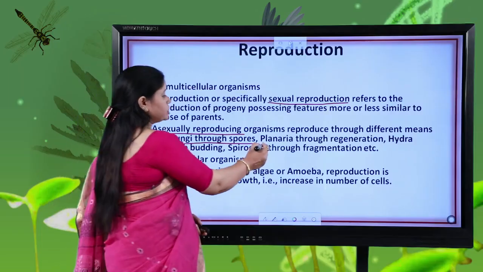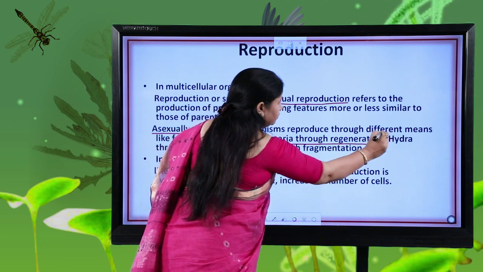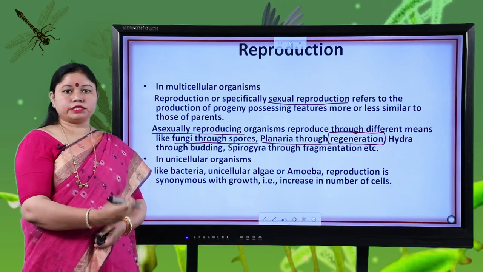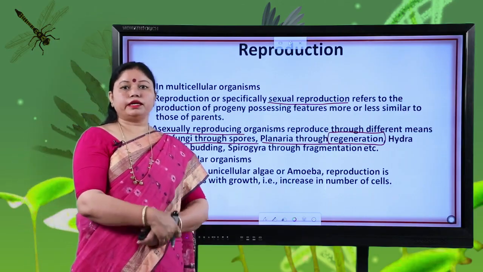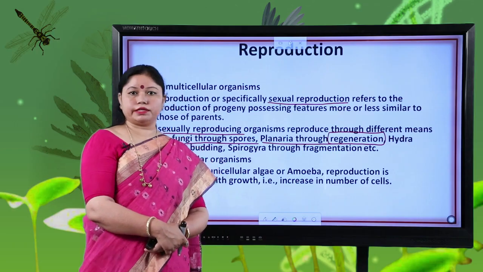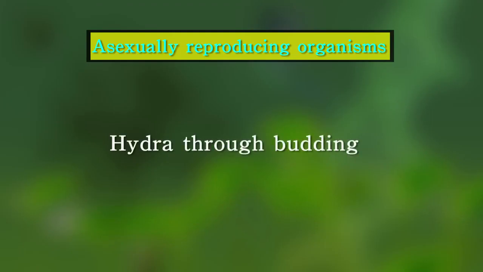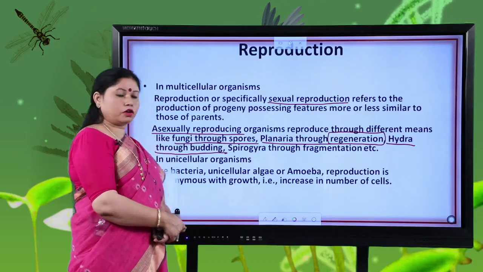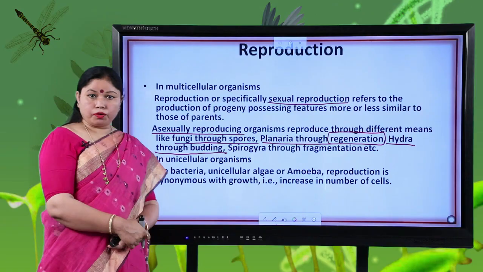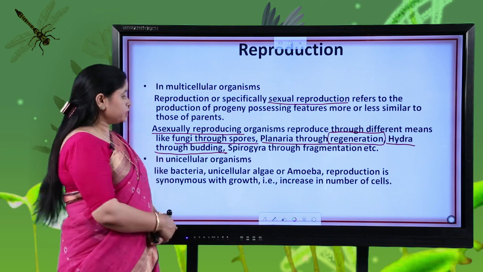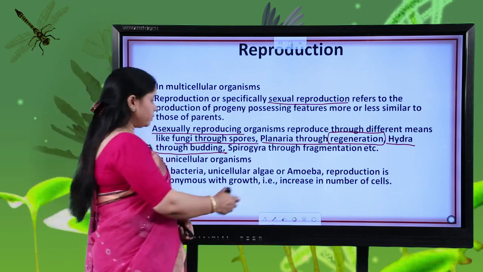Planaria. In case of planaria, you will observe that there is a regeneration process. This organism, if it splits into many body parts, then every body part has the ability to regenerate itself into a complete organism. Hydra, you must have heard the word budding. That budding is a process of reproduction. It's a process of asexual reproduction in case of Hydra. Spirogyra, the blue-green alga that you observe in a nearby pond. This organism reproduces through fragmentation.